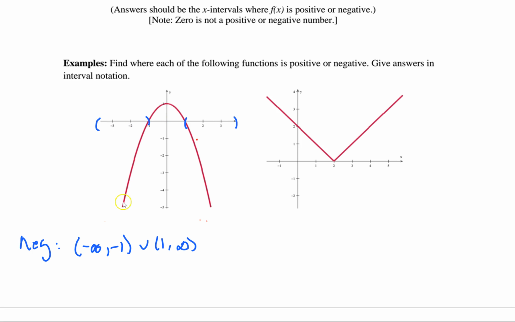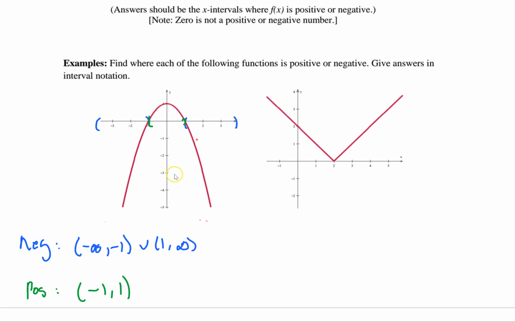From here to here, your graph's below. From here to here, your graph's below. Was it positive? Well, in between the two, from here to here, your graph's above the x-axis. So positive would be -1 to 1. So that's how I figure out when something's negative or positive in a basic graph.